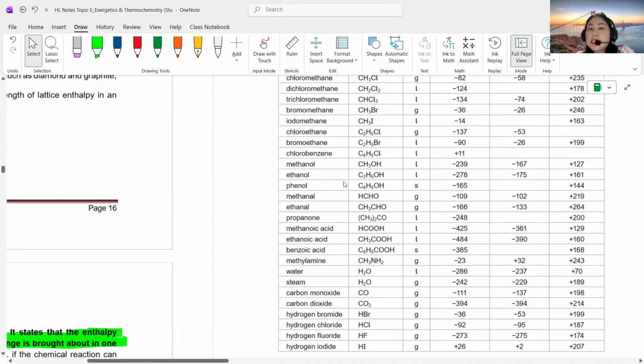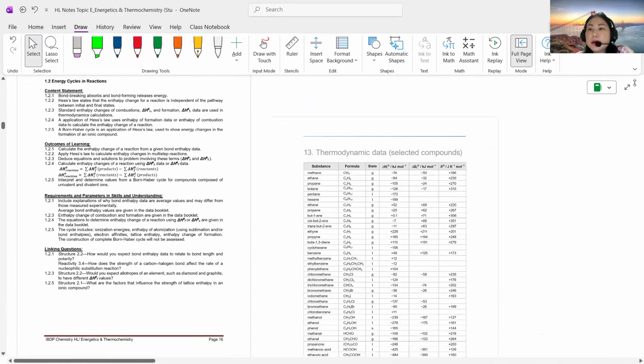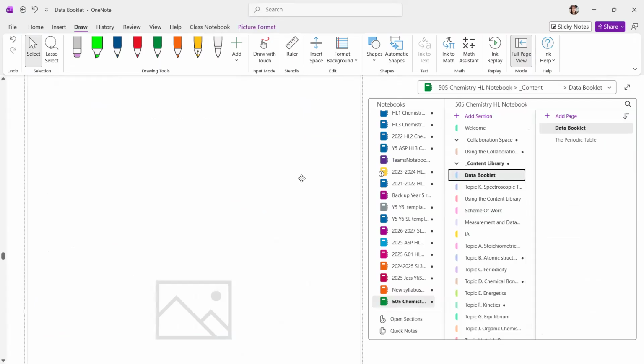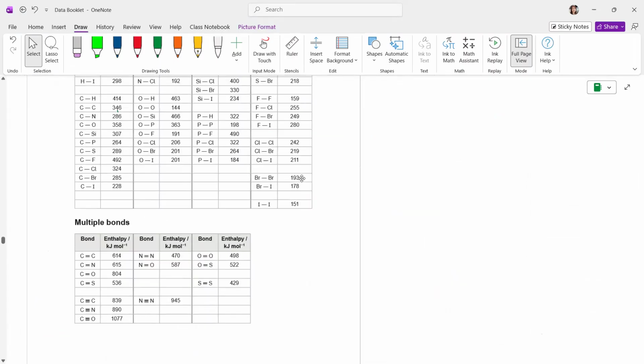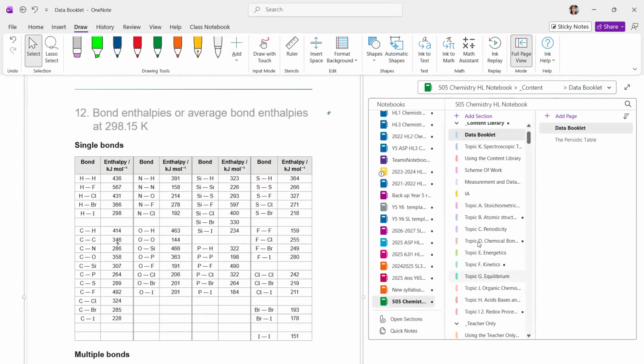So you can see it is table 12. We will use table 12. Let me show you table 12. Okay, table 12 is this bond energy. So we'll be using bond energy in the calculation if we are using the bond energy method.